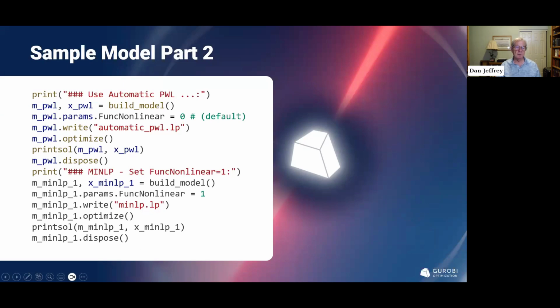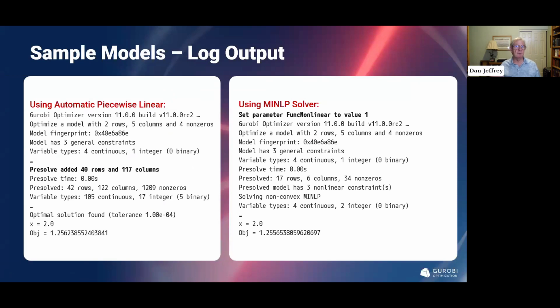So let's look at those. The output, first of all, is kind of interesting. We can see for the automatic piecewise linear solution, Gurobi pre-solve added 40 rows and 117 columns. And that's kind of one of the key takeaways here. It's generating a bunch of terms in the model that Gurobi is then going to solve in the usual way. These are all linear terms that it's generating, and I'll show you that.